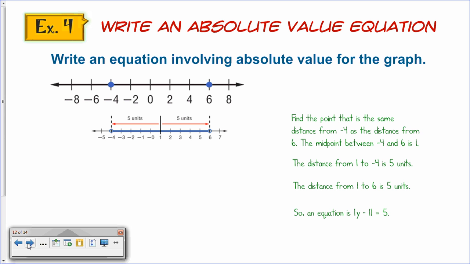Okay, so the midpoint between -4 and 6 is what? If I got 6 right here and I go 1, 2, 3, 4, 5, there's 1 right there, right? And then it's 1, 2, 3, 4, 5. So the midpoint is 1 right there. -4 is the low end. The high end is 6. Everybody see that? So what am I looking for? The distance from 1 to -4 is 5 units. The distance from 1 to 6 is 5 units.